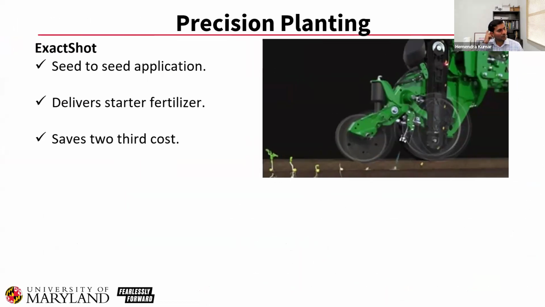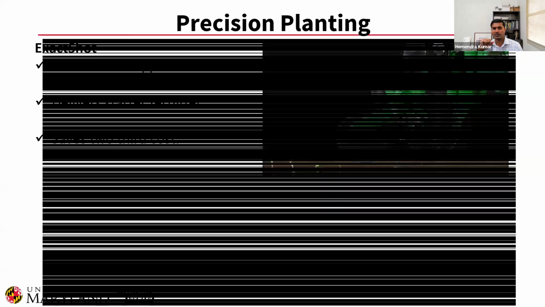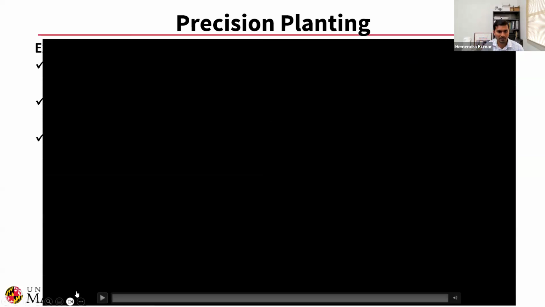Then precision planting Exact. So this is a very new technology. I think it came in 2021 or 2022. What it does is seed-to-seed application, meaning when you are putting a seed in the soil, it also applies the nitrogen as a starter fertilizer and saves two-thirds of the cost, based on studies that have been conducted, I think, in Iowa or in Minnesota. They say that it can save two-thirds of the cost of the nitrogen application. How does it work? I think I'll play a video.